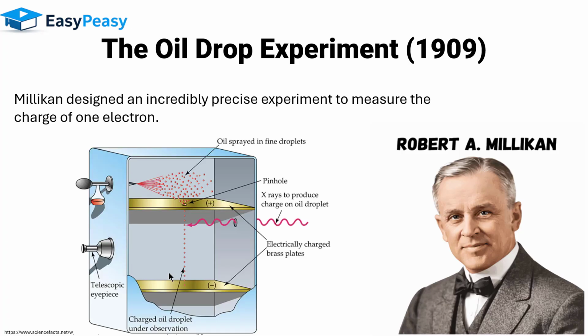What he did is that he took a box with two electrically charged plates, one positive and one negative. The positive one has a teeny tiny hole in it. Then he sprayed oil inside the chamber. When the oil passes through this hole down towards the negative plate, he bombarded it with X-rays. These X-rays produce or attach electrons to the droplet of oil. Now the oil droplet gets a negative charge, and we have a negative charged plate at the bottom.